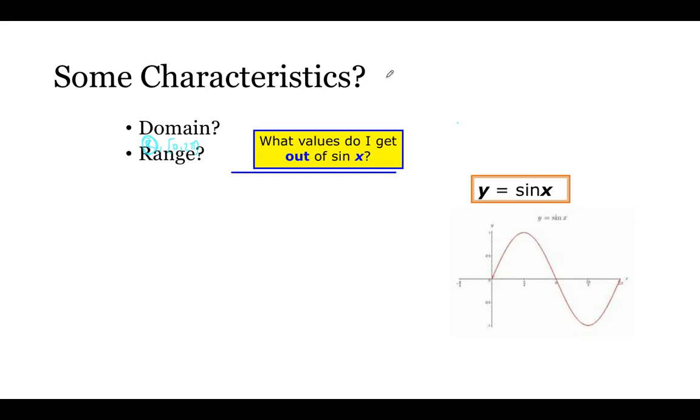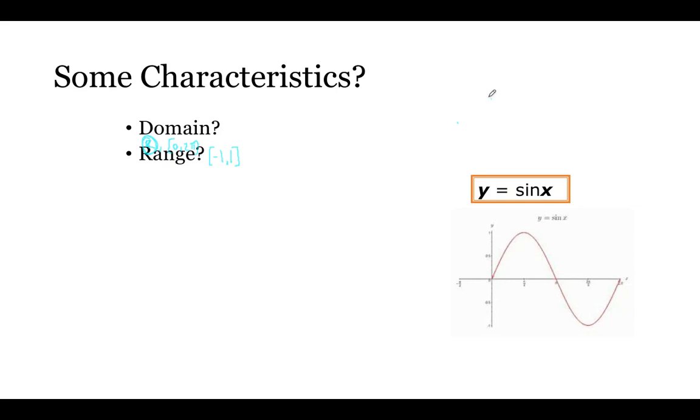What about the range? What values do you get out for sine of x? Well, it never goes below negative 1, and it never goes above 1. Right? It always stays within that range. Negative 1 to 1, it kind of just bounces back and forth. It's like bounded by those two values.